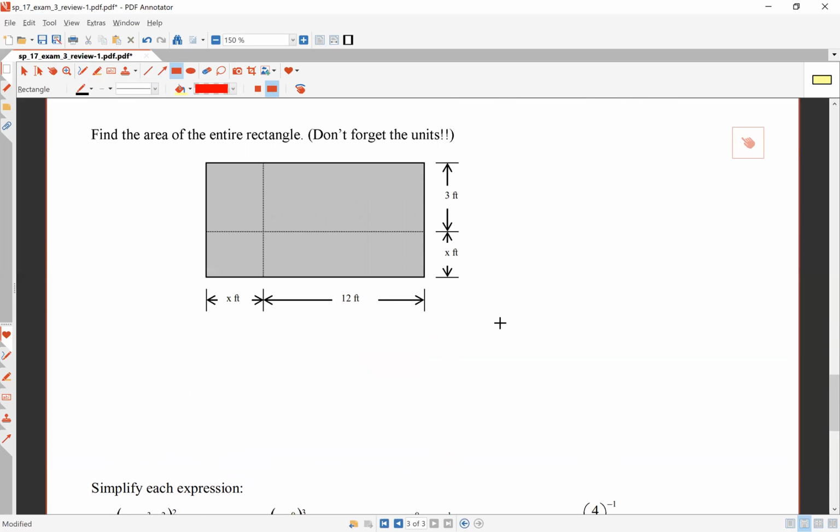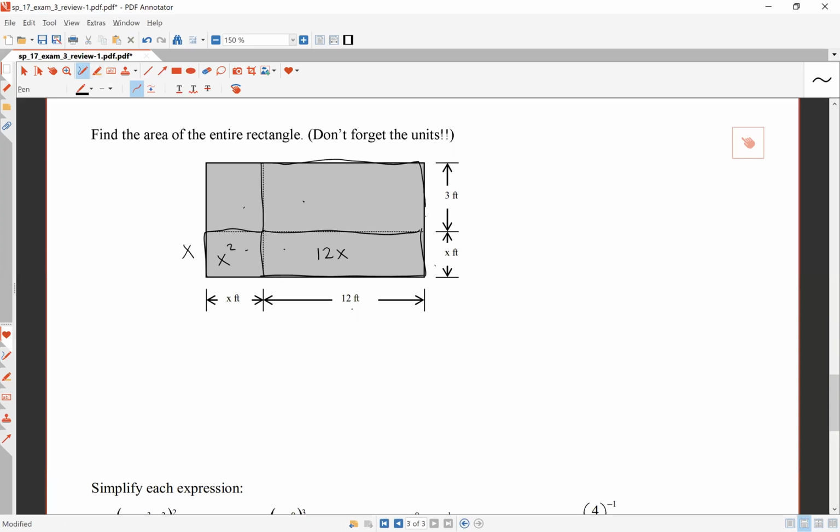Next example, find the area of the entire rectangle. There's two ways to do this problem. One way is to recognize the dimensions of each of these little rectangles in here. The first one's an x by x, and so its area is length times width, or x times x, being x squared. And this rectangle here has dimensions 12 by x, so its area is 12x.